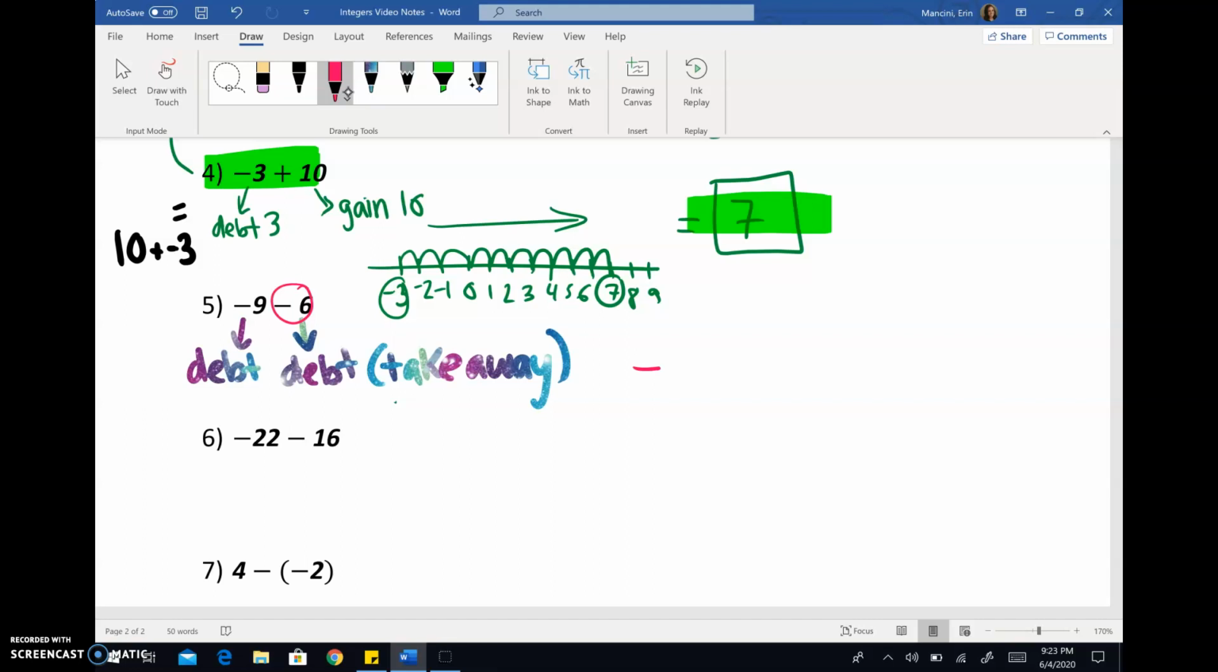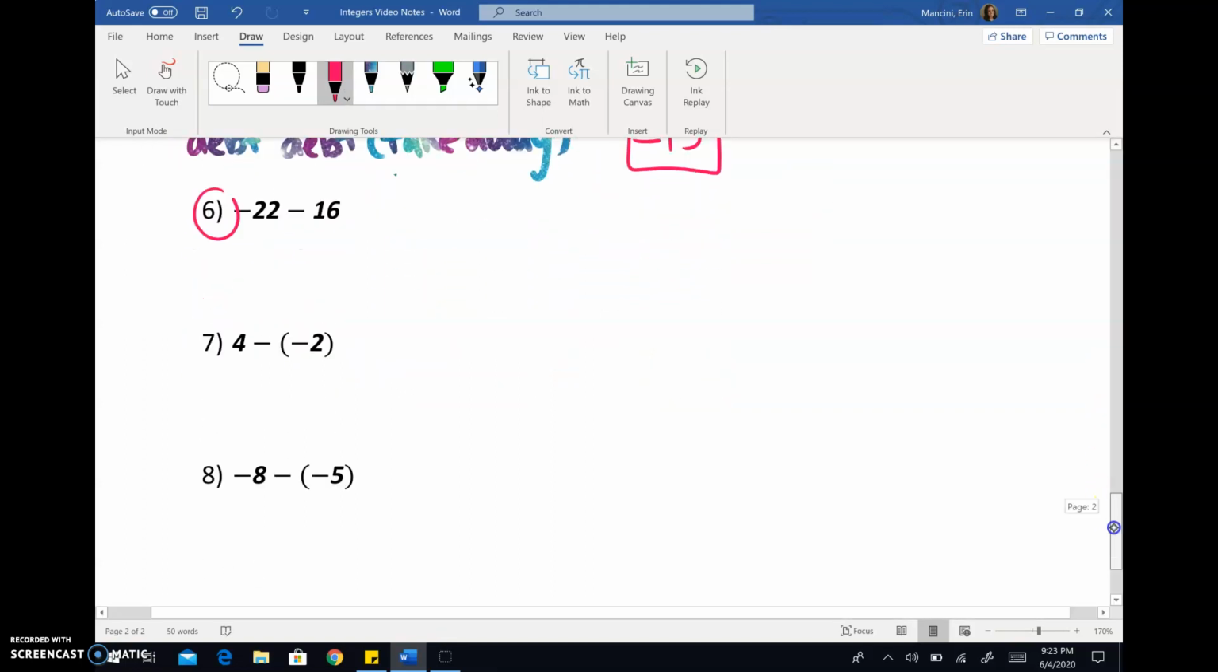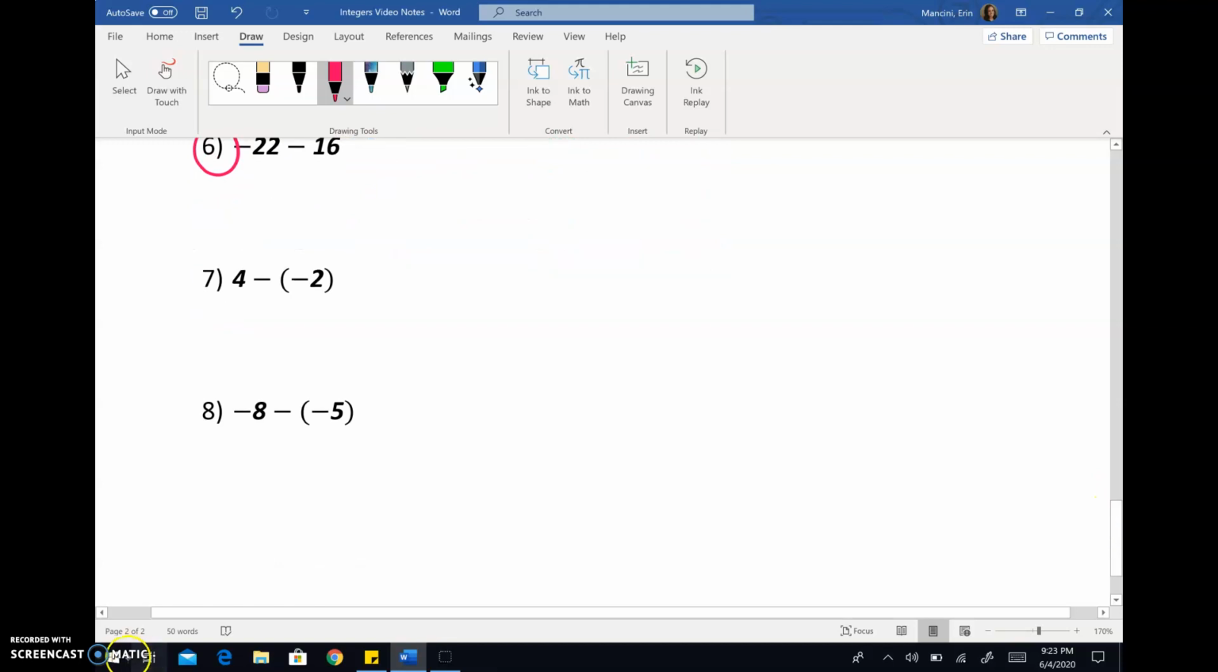Well, what's 9 plus 6 would be 15, but you're in debt 9 and you take away 6, so now you're negative $15 in the hole. You can draw out that number line if you want, or you can kind of think about it as I just thought through. So I'm going to let you try this one on your own, and I'm just going to talk about one more concept before we end this video.